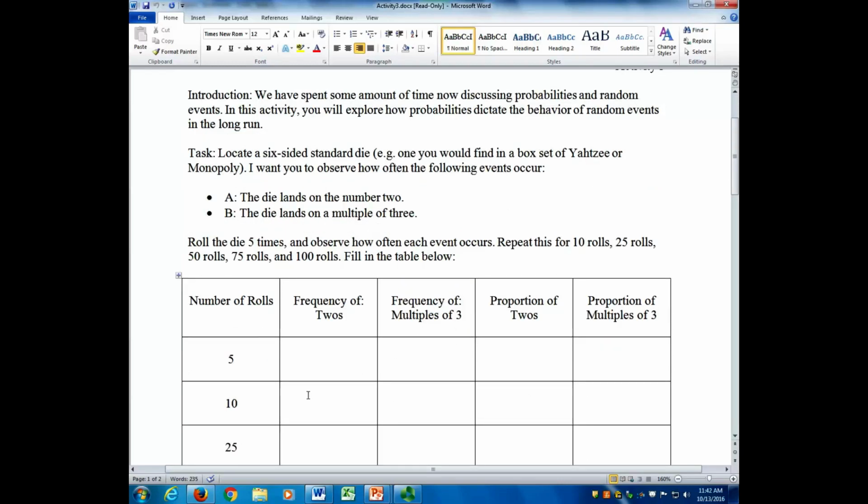So most of us will be using six-sided dice, but that's okay if you use a different number. Just make sure it's fair, right? If you want to use a four-sided dice or whatever, just make sure it's fair. At least 6 sides.